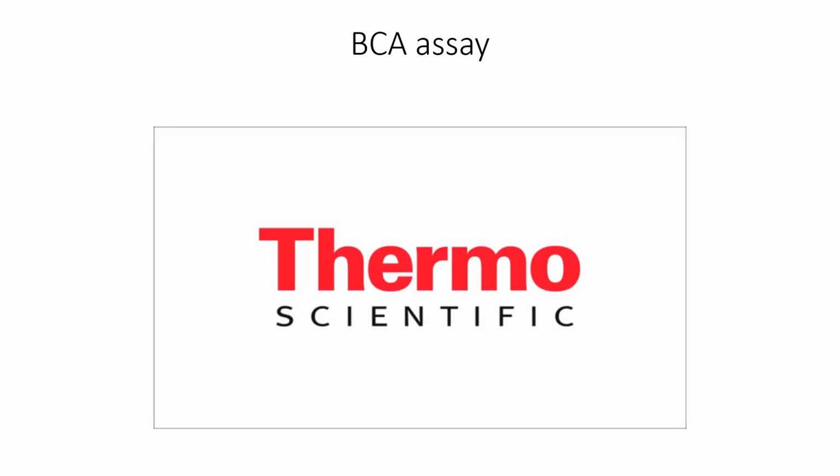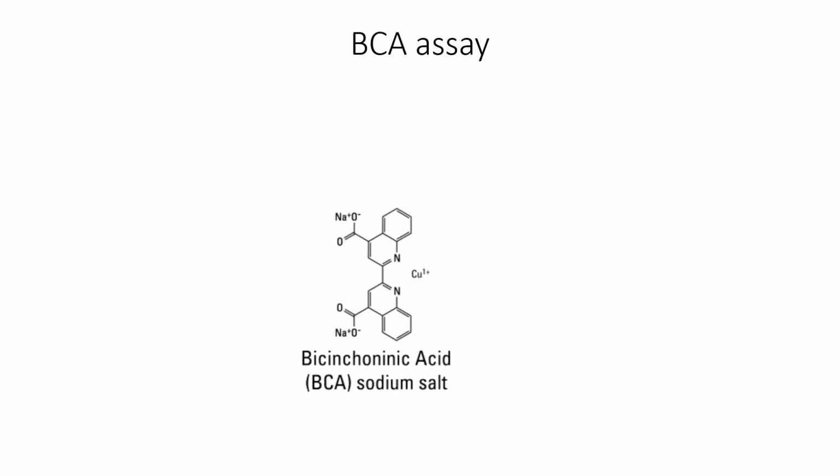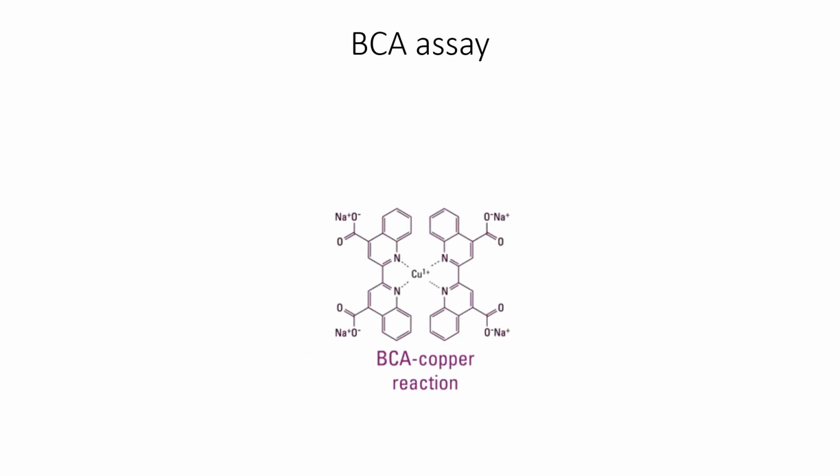And then here I will show you the BCA assay. It works by measuring the amount of reduced cuprous cation that is generated by chelating copper to proteins in the sample. So this is the first step, the reaction of protein with copper, and then the second step, BCA forms a purple water-soluble complex.